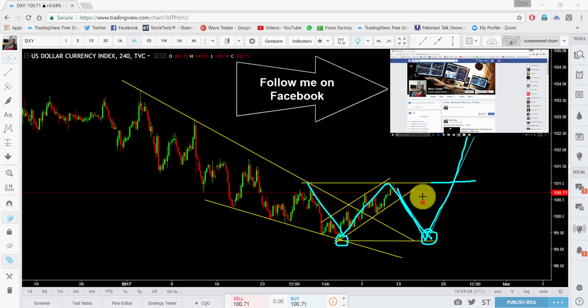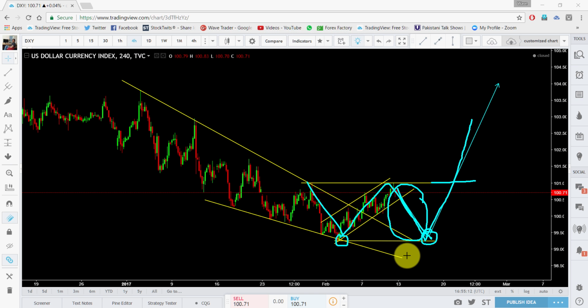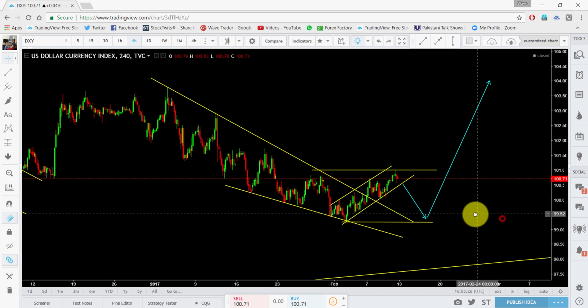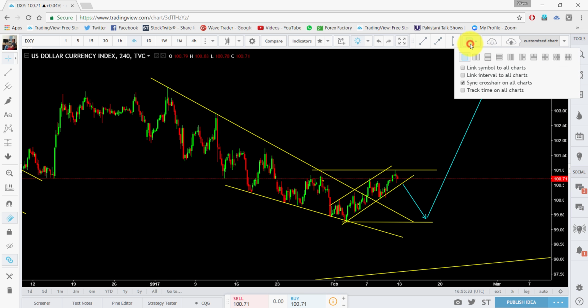So one more move is left to the downside. This move is highly likely, and it is very much possible that we're going to get it in the coming week. I will have to explain this pattern in detail so that you can understand, so let me bring back another chart.